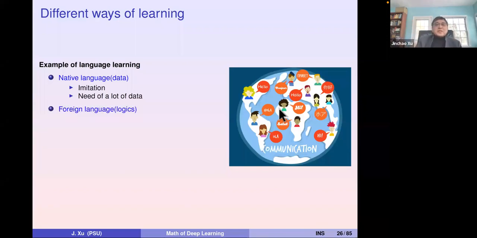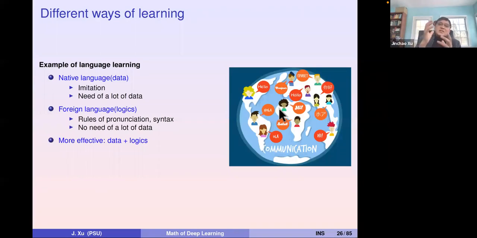Well, most of us try to learn a foreign language. Interestingly enough, my interpretation of learning a foreign language is that it is mostly learning by theory, using the rules. Remember I had the theory, experiments, computation, and the data. If we learn a foreign language, we use the rules of pronunciation and syntax. If you use this for a couple of weeks, you can pretty much speak a few sentences at least. You don't need a lifetime of experience to speak a good language. A foreign language seems to be already learned by theory in some sense. But the more efficient way, I would call it, is logic and data.